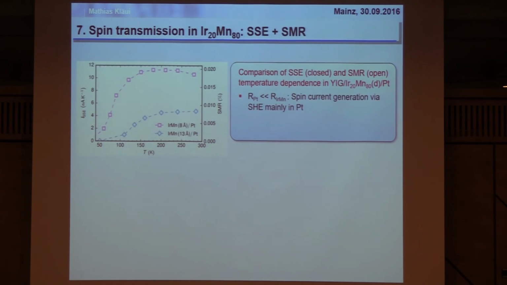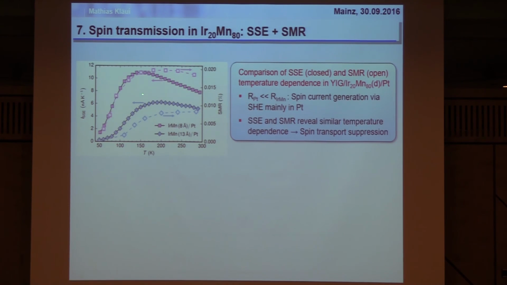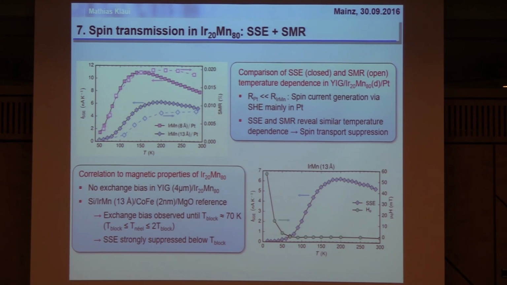Right. OK, and so here we look now at the temperature dependence of this spin-Seebeck effect for the iridium manganese, two thicknesses. And we compare the SMR, and we see they're pretty similar. So this really means that it's the transport across the iridium manganese that sets the temperature dependence. And then we tried to measure what the Néel temperature is. The first thing we did was we put iridium manganese on YIG, and obviously, 1.3 nanometers of iridium manganese aren't going to pin 4 micrometers of YIG. We tried nonetheless, and we failed.